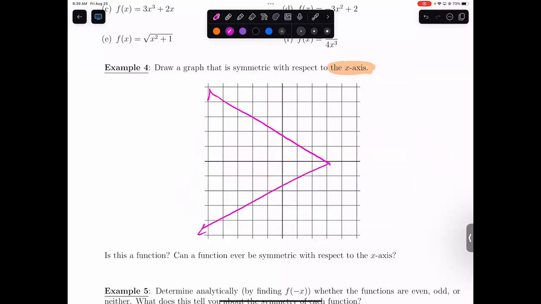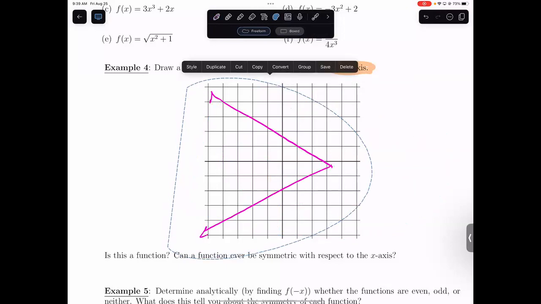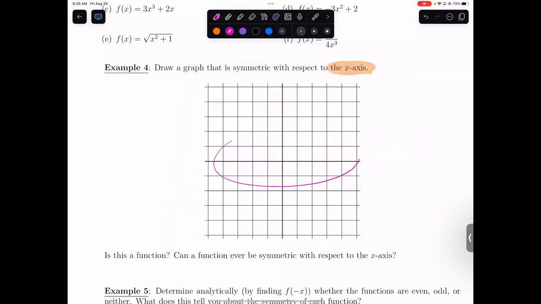Still no, right? Still not a function. Still not going to pass a vertical line test. Is it just that I'm still drawing the wrong one? Can I ever draw something that's got x-axis symmetry, but is a function? Maybe with x and y axis symmetry. Well, if it's got both, then it's odd, right? If it's both of those at the same time, that's really origin symmetry, right?